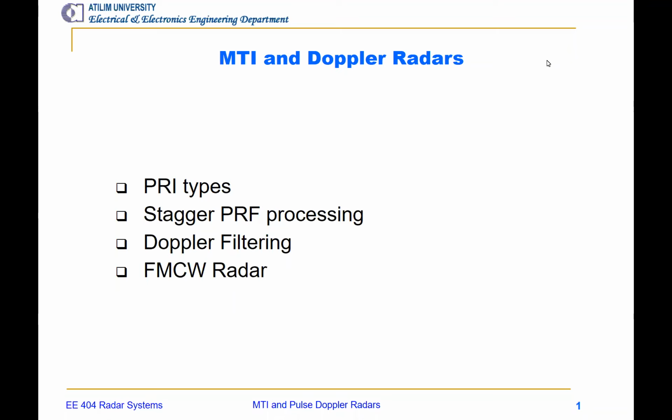Today, we'll be studying PRI types, and then we'll focus on stagger PRF processing, and then Doppler filtering, which is a very critical concept in speed measurements. Finally, we'll be doing FMCW radar that you have been studying in the laboratory. As far as I remember, you studied the components and the models. So next week you'll probably be building your own radar.